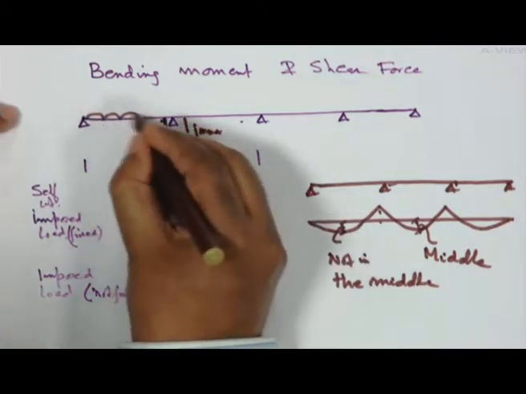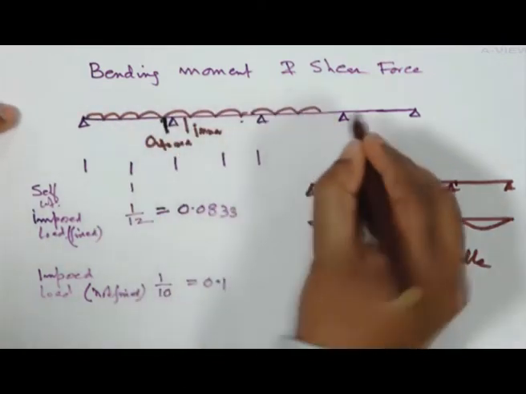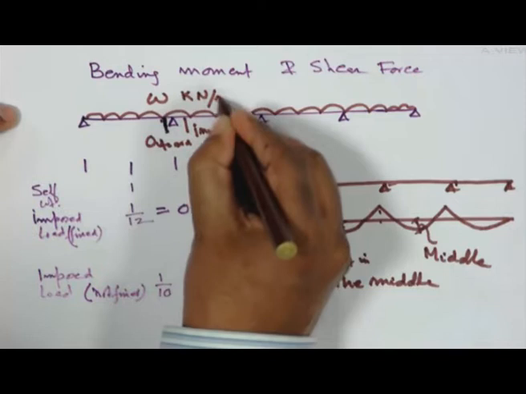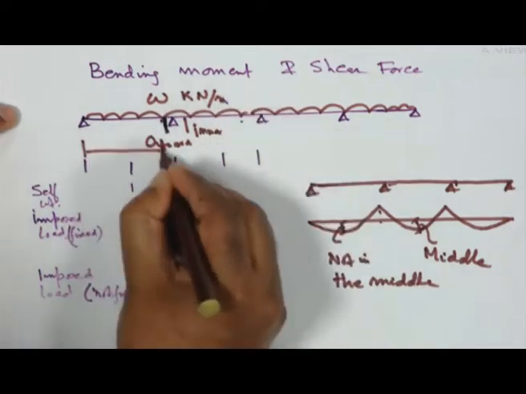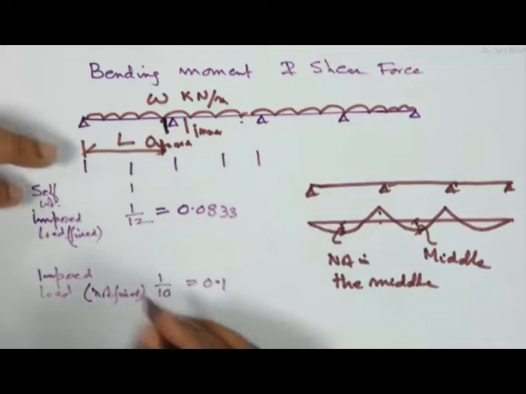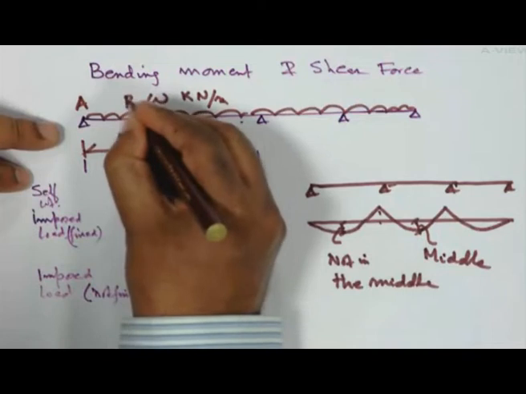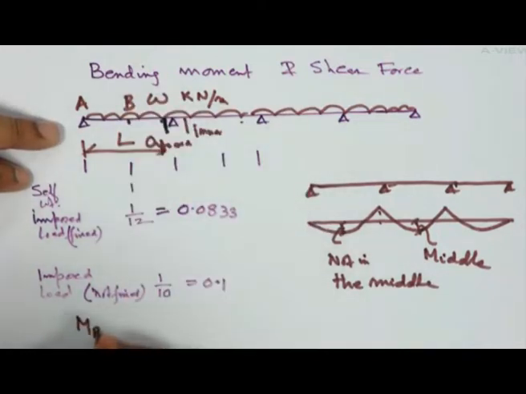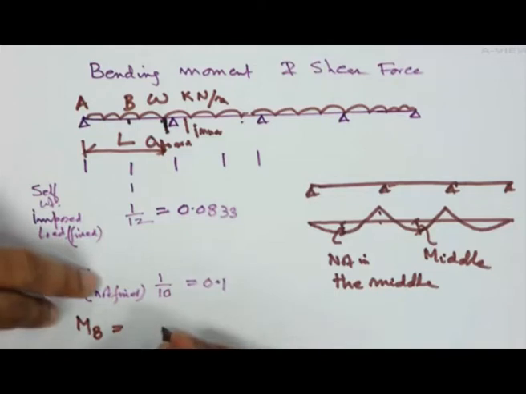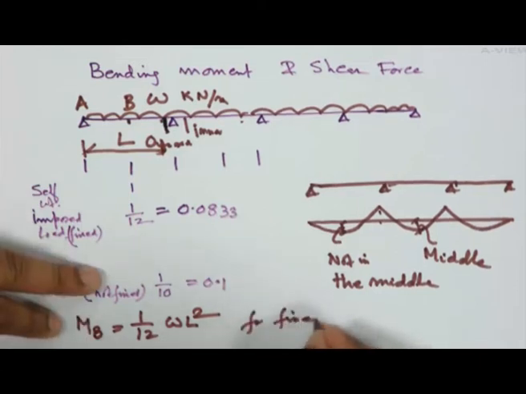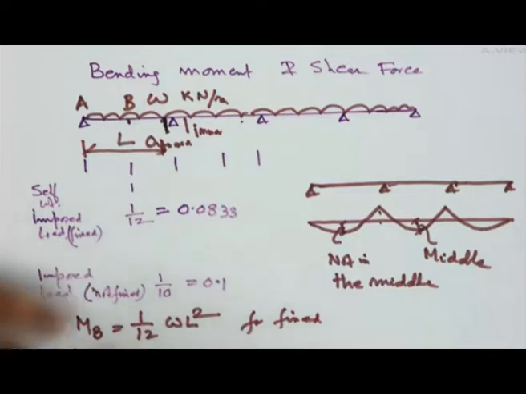Let us consider a load W kilonewton per meter, and let us consider the length L. So if it is length L, the bending moment at A and at B. MB will be equal to 1 by 12 WL square for fixed, and if it is not fixed, then MB equal to 1 by 10 WL square.